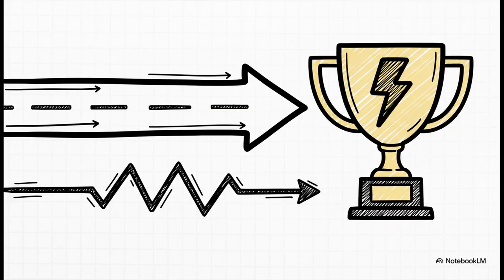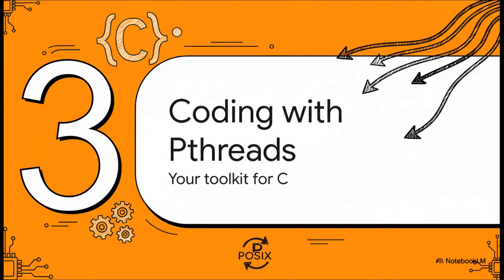But here's the bottom line. Whether it's true parallelism or that super fast concurrent switching, the goal is exactly the same: performance. We're doing all this, we're adding this complexity for one reason: to make our programs run faster. All right, that's enough theory. Let's get our hands dirty.